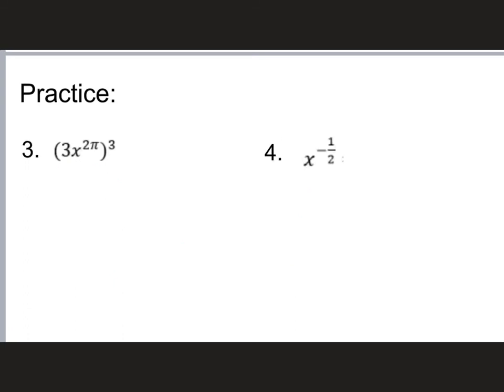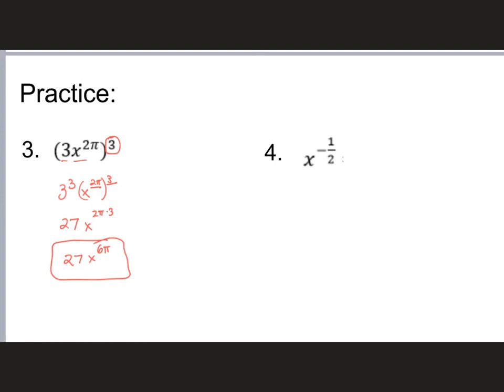So now in example 3, I have 3x to the 2 pi raised to the third. So I have to take each of these two factors inside the parentheses and raise it to the third power. So I have 3 to the third, and then I have to take x to the 2 pi raised to the third. Well, we know 3 cubed is 3 times 3 times 3, which is 27. And then power to power, or exponent to exponent, I multiply those. So it's 2 pi times 3, and I get 27x to the 6 pi.